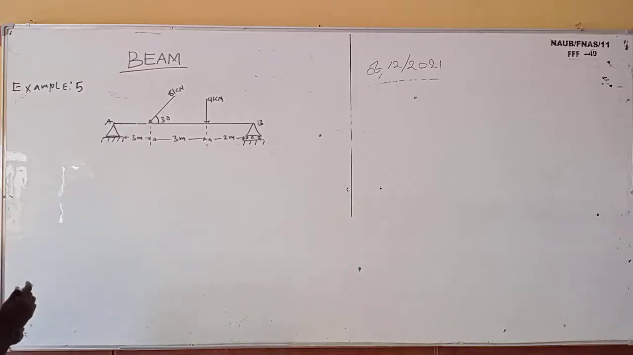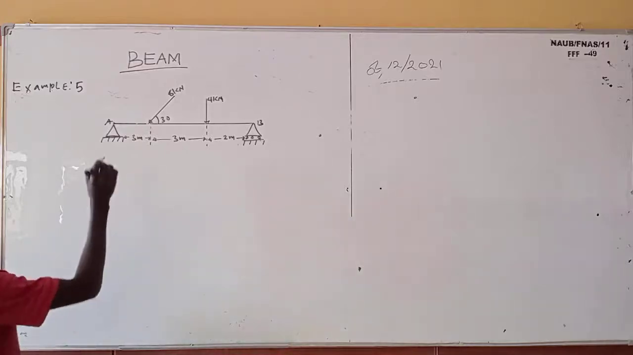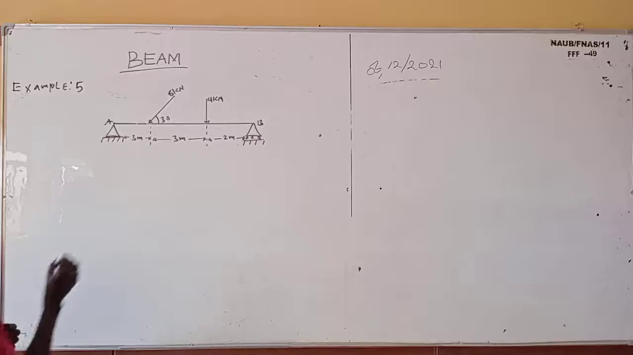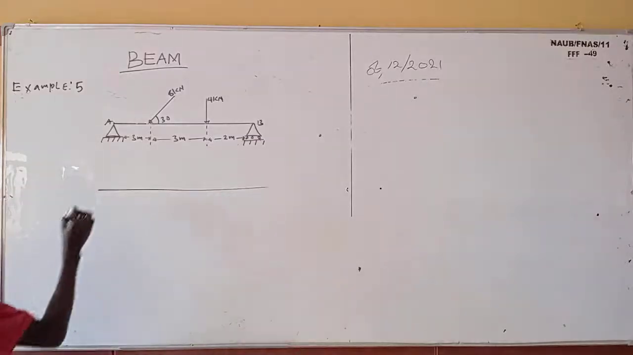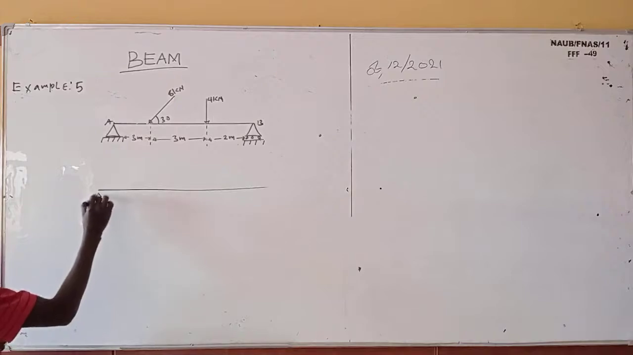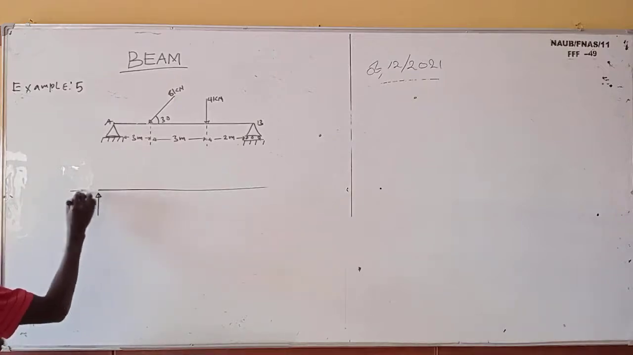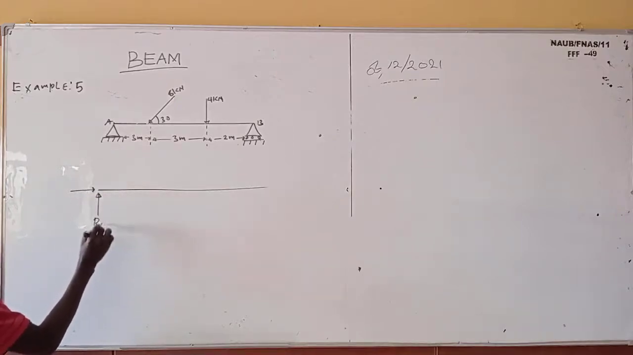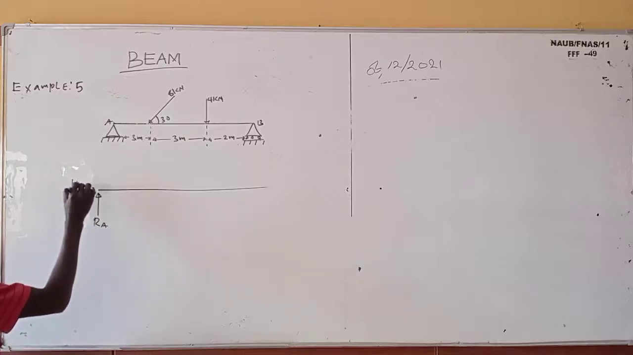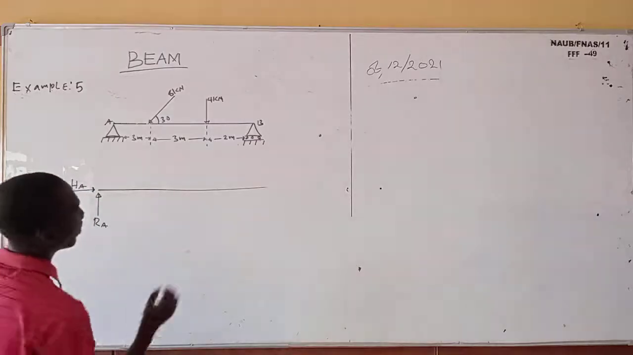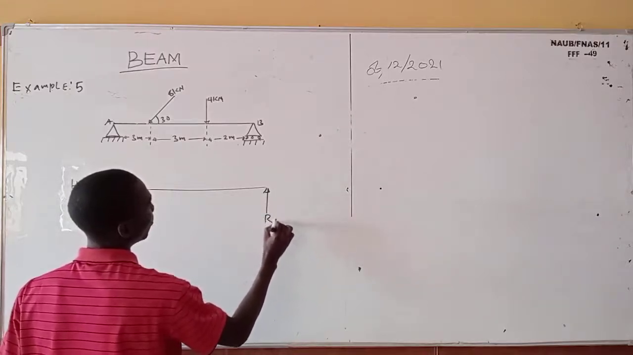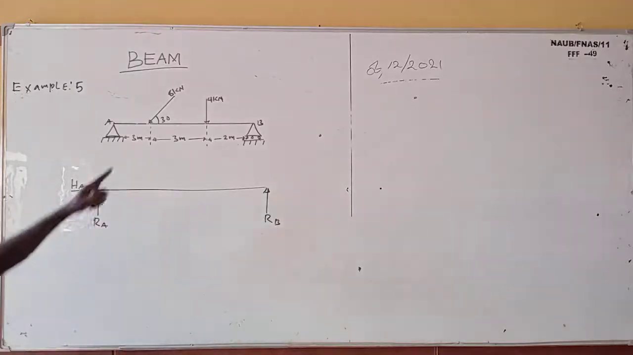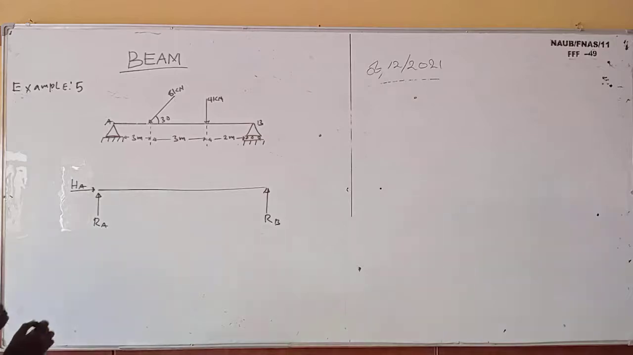So it means that the first thing you do is you draw your free body diagram. So free body diagram. So this is our pin support. We are going to have how many reactions? That is 2. We are going to have RA and HA. Okay, so here we are going to have just one reaction, RB. Do you get that?